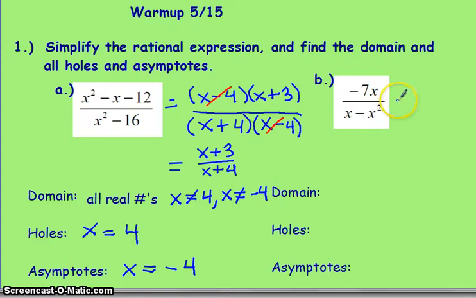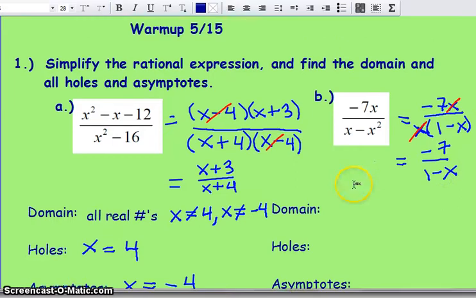Let's look at part B. There's nothing to simplify on top. It's just one factor. And then down below, I can take out a common factor of x, which leaves me with 1 minus x. Okay, so the only thing I can simplify here is that this x and this x, which leaves me with the simplified expression of negative 7 over 1 minus x.